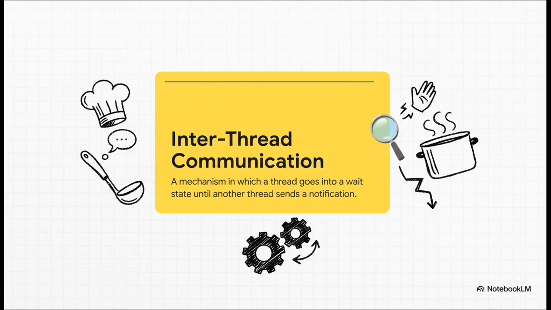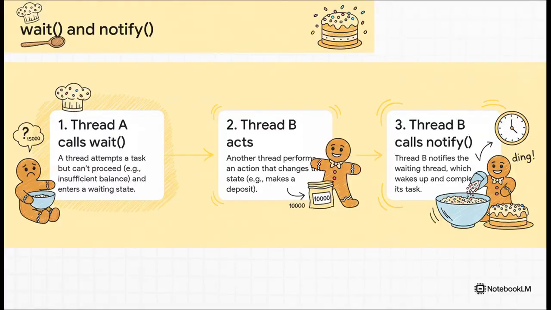You hear chefs yelling things like, "Sauce is ready!" all the time, right? Well, in Java, our threads need a way to send those same kinds of signals to each other, to say, "Hey, I'm waiting for something," or "Hey, that thing you were waiting for, it's ready now." Let's use an example to see exactly how this works.